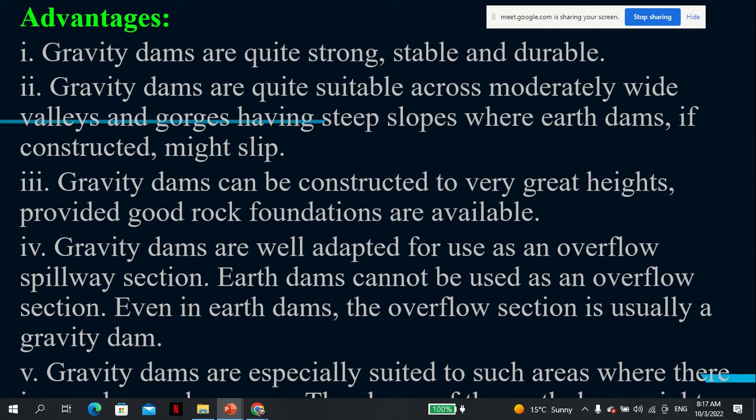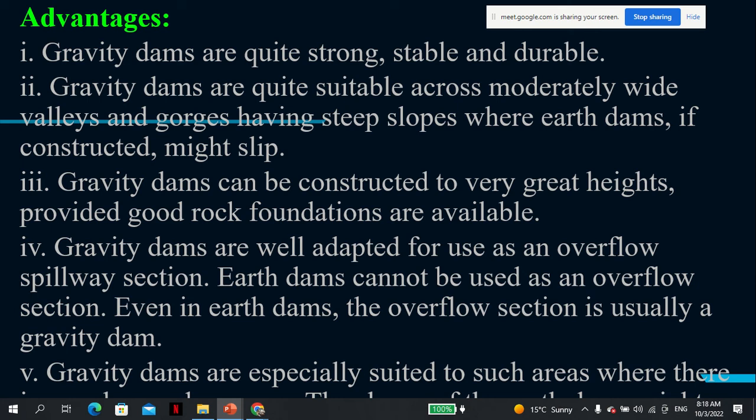Gravity dams are well adapted for use as an overflow spillway section. In fact, normally the spillway needs to be lined with good quality concrete because of the high flow. We expect high flow and with a good enough shear strength so that there's no erosion. But that's not all. Every so often, the spillway needs to be inspected, and if required, we need to refurbish it, if there's an issue, to avoid disaster.